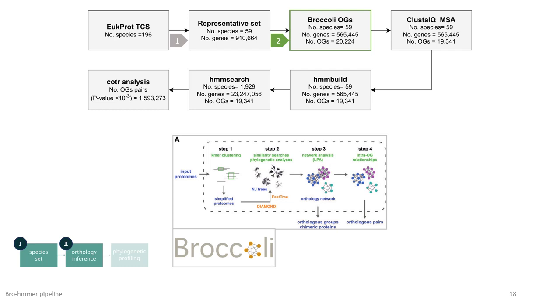With the 59 proteomes, we ran the orthology inference step using Broccoli software. Broccoli performs a diamond similarity search and then a phylogenetic analysis of the homologous proteins. Relying on the trees, it builds a network of homologous relationships from which a machine learning algorithm identifies the orthogroups.